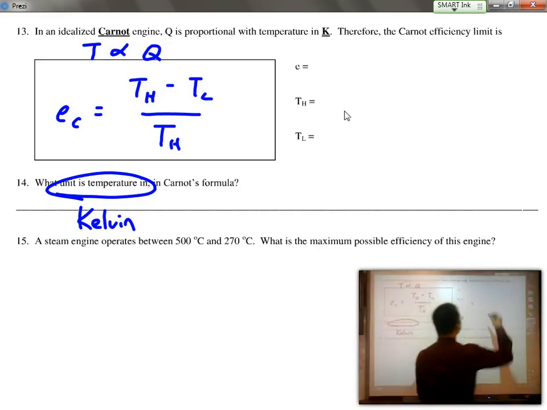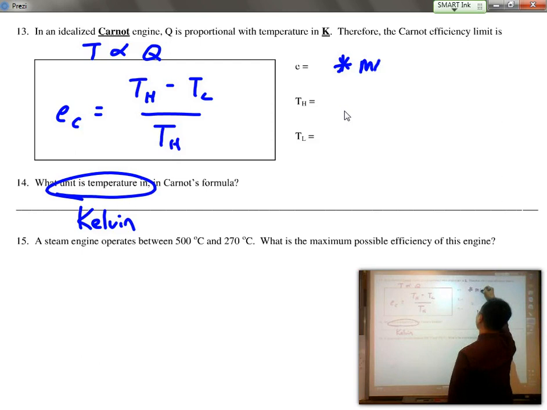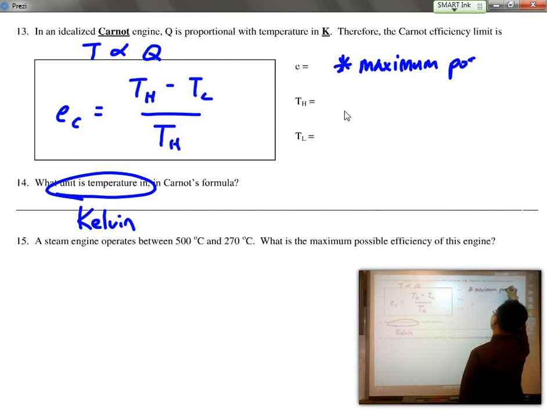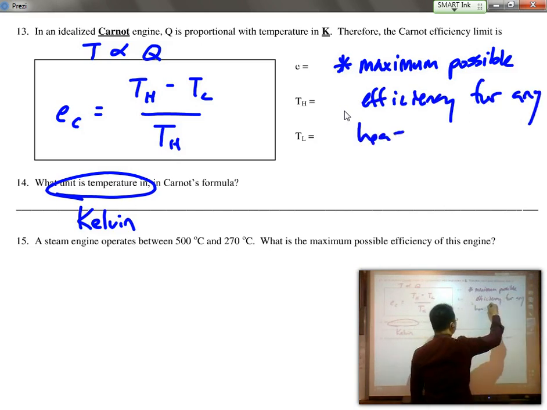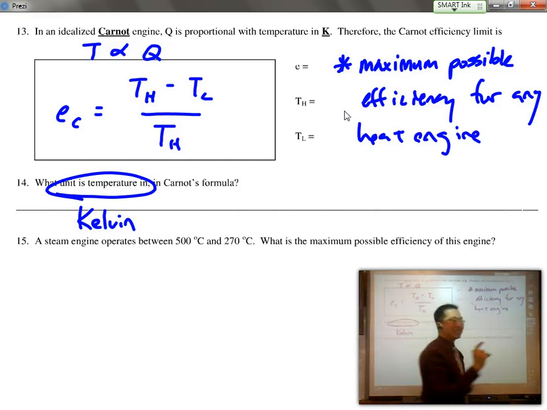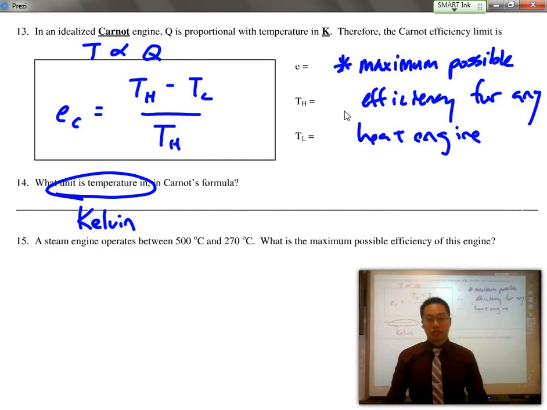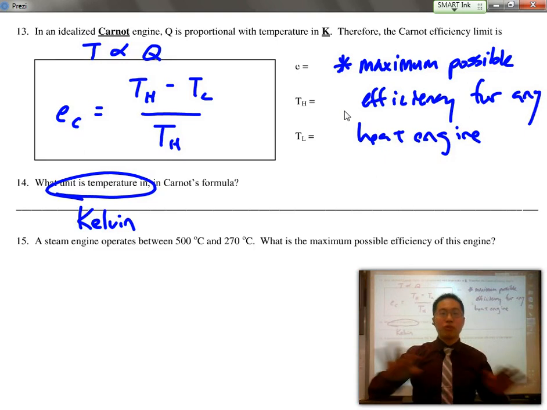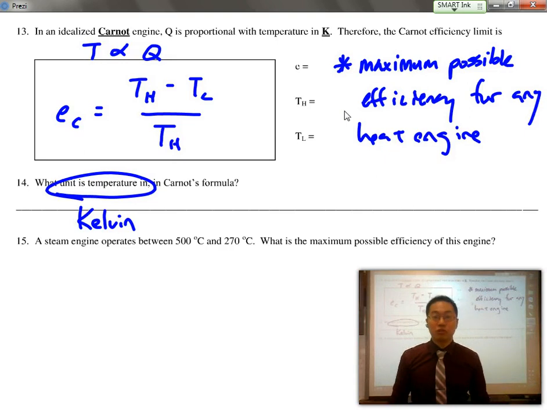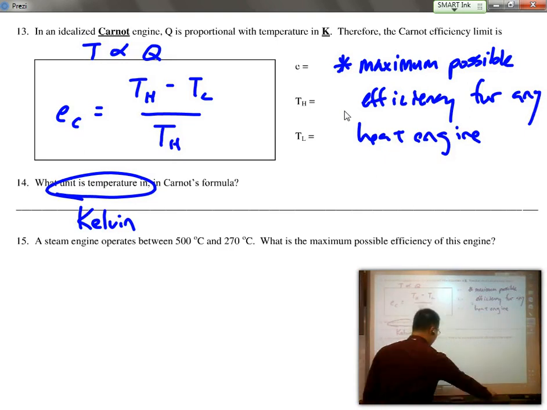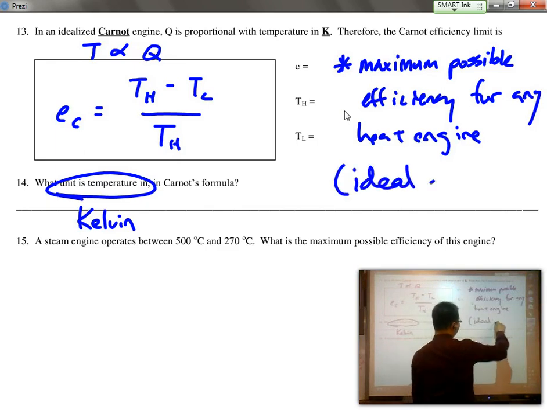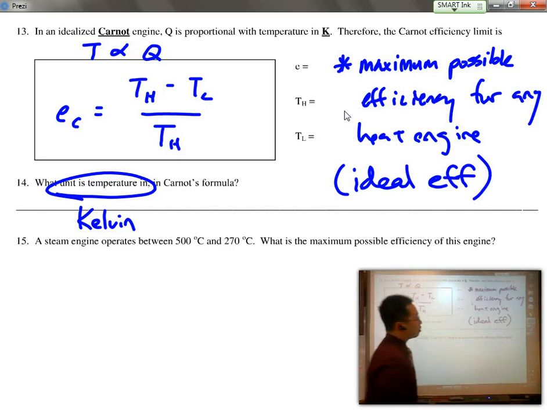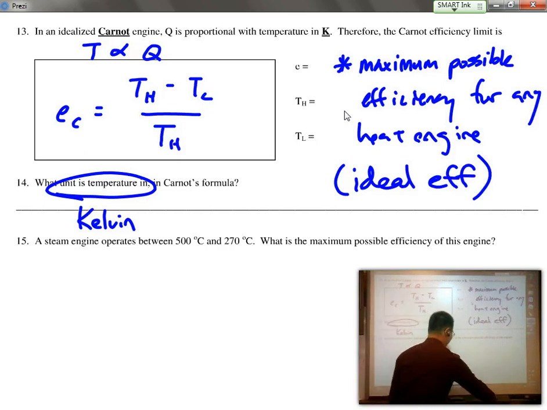But it's most important to recognize that this solves for the maximum possible efficiency for any heat engine. It does not mean 100% efficiency. It just means that if you were to get rid of all the waste, how well could the engine ultimately perform? So Carnot, whenever you see the word maximum possible efficiency, or sometimes they'll use the word ideal efficiency, they're always talking about Carnot and his maximum possible ideal efficiency.